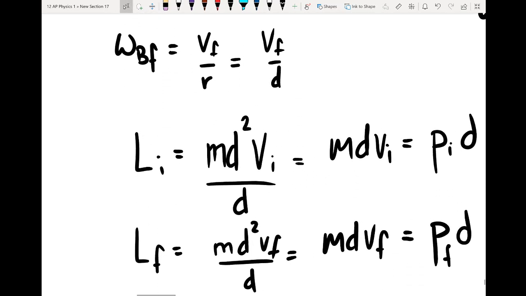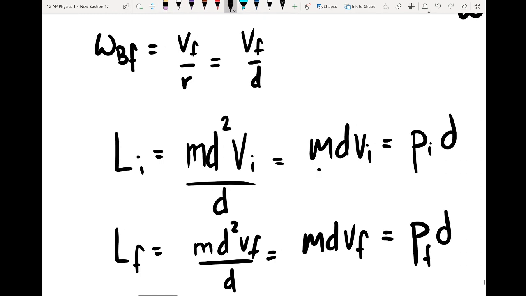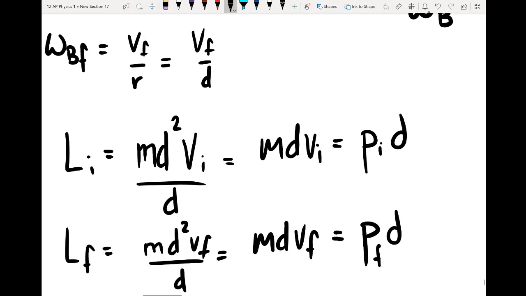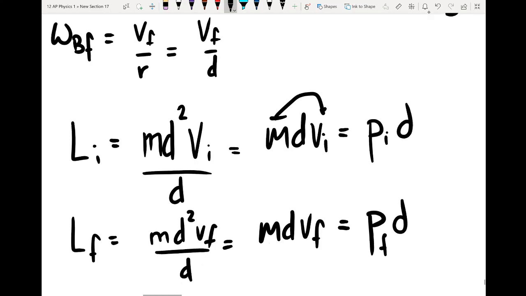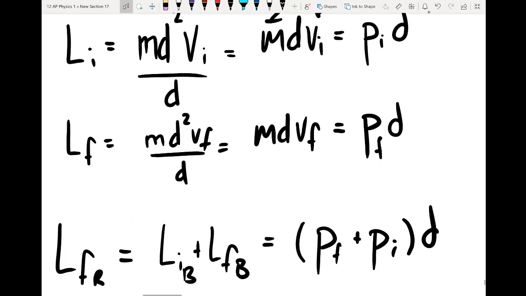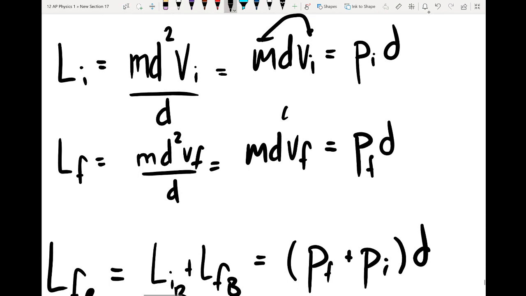Now we can solve this. L initial: our rotational inertia is md squared, and our velocity was v_i over d. So we can rewrite this as m d v_i. And then we know momentum is just mass times velocity, so we can rewrite this as the initial momentum, p_i, times d. So m times v_i is just equal to p initial. Same thing for the final: m times v final is just p final, the final momentum, times this d right here.